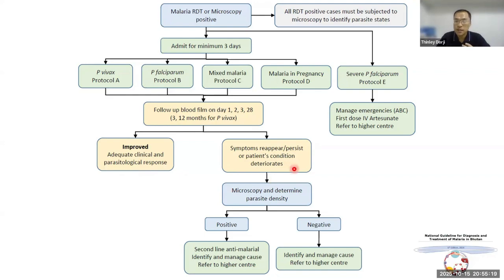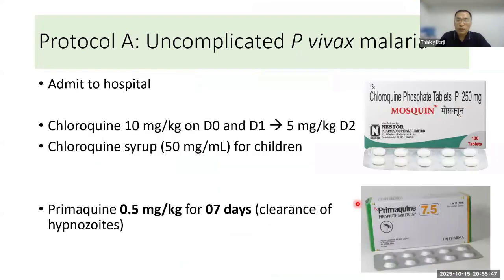But if the symptoms reappear, or if there is persistent parasitemia in the smear, then you'll have to think about recrudescence or resistance, and in this case, you will have to go for second line treatment, or it's better to refer the patient to a higher center. Now coming to the details about the protocols for uncomplicated Plasmodium vivax malaria.